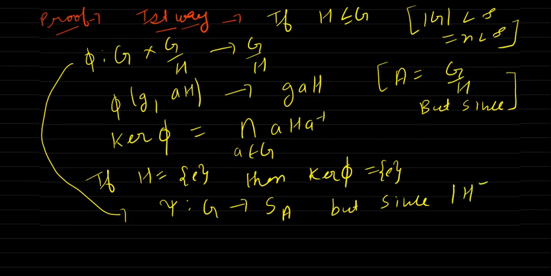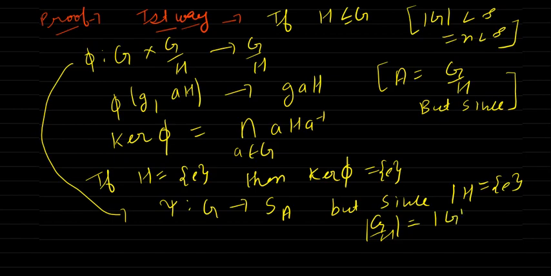Since the cardinality of H is one, what will be the cardinality of G/H? The cardinality of G/H is the same as the cardinality of G, which is n. So the cardinality of A is also n, and I can replace this A by n. What is the use of A here? A just depicts the cardinality. Its cardinality is n, because A is G/H, and the cardinality of G/H is n, because I am assuming H to be the identity set.